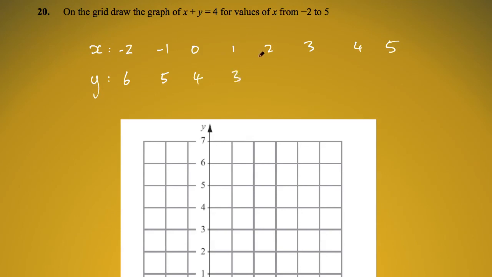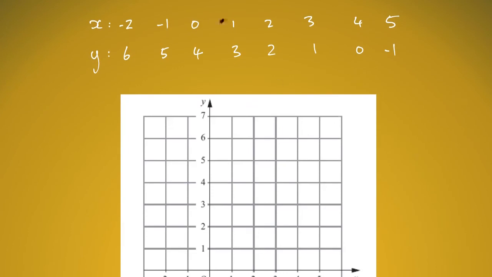1 and 3 make 4. 2 and 2 make 4. 3 and 1 make 4. 4 and 0 make 4. 5 and -1 make 4. We don't need to write down every single one of those points. Let's take the obvious ones that I mentioned first of all. And remember, this is the graph x plus y equals 4.